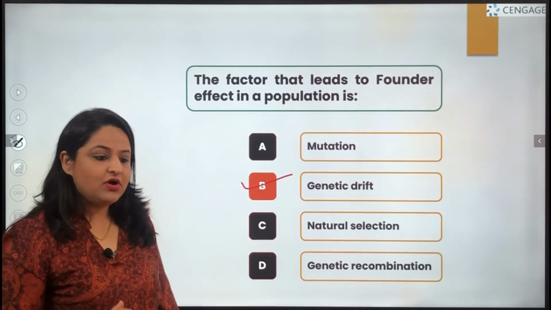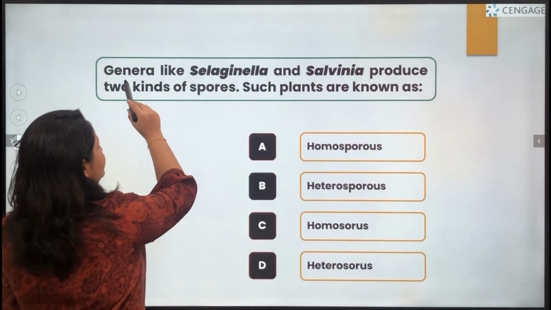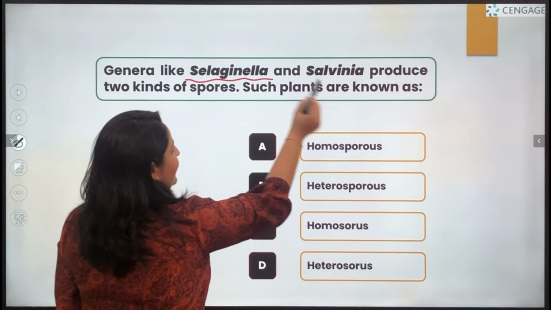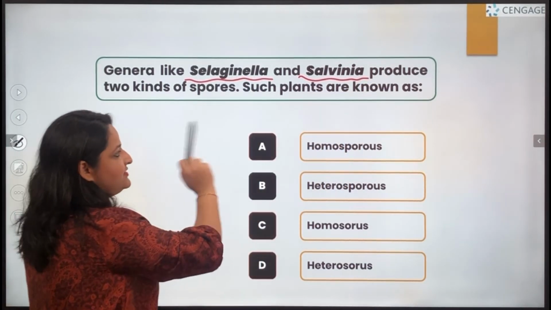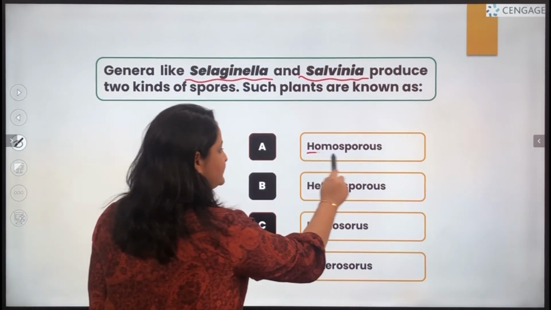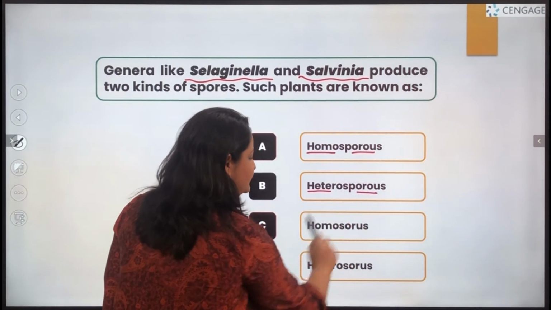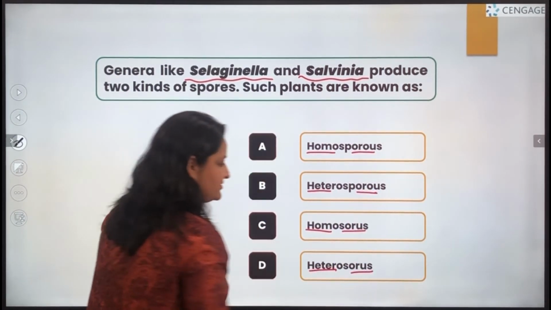Now let's talk about another question over here. Here they are talking about genera like Selaginella as well as Salvinia. They produce two kinds of spores. Such plants are known as homosporous, heterosporous, homosaurus, or heterosaurus.